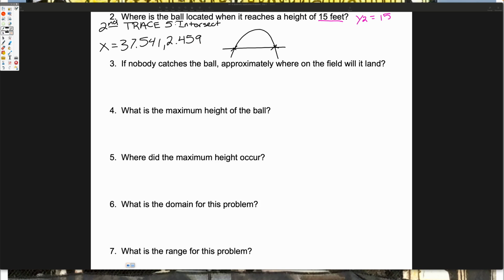All right, this number 3 question. If nobody catches the ball, approximately where on the field will it land? Okay. Here, we're looking for where the ball hits the ground or where the height is 0. So we're actually looking for the x-intercept as we've done before. So I'm going to go into my second trace to the 0 function.